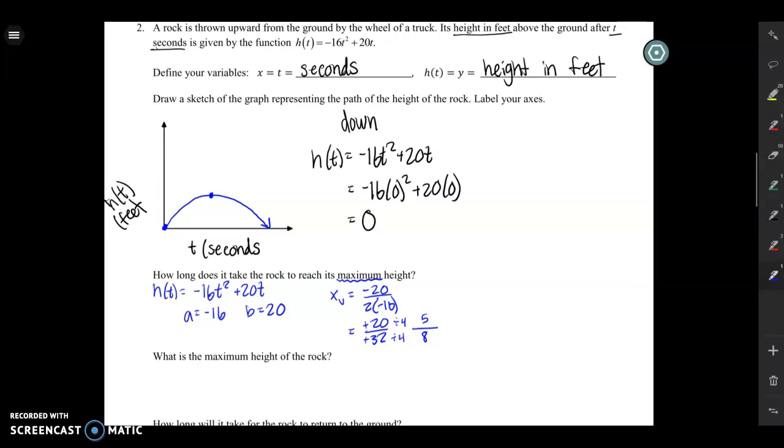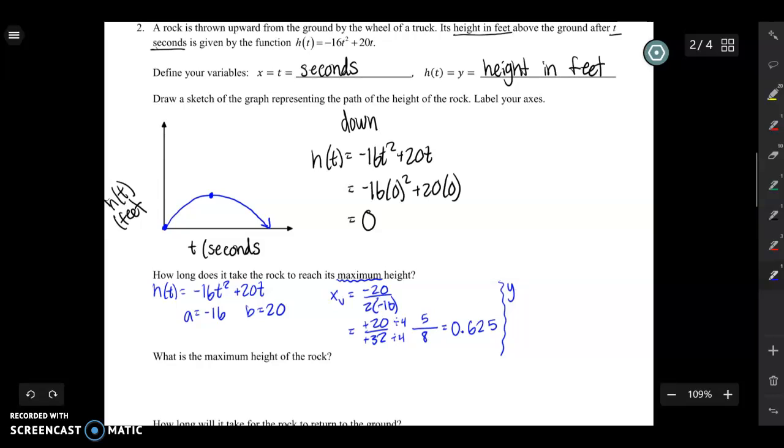And I am actually going to write this as a decimal. Oftentimes in story problems, it is more helpful for us to have decimals. It's a little bit easier to graph and sometimes easier to talk about. So the x value of my vertex is 0.625.